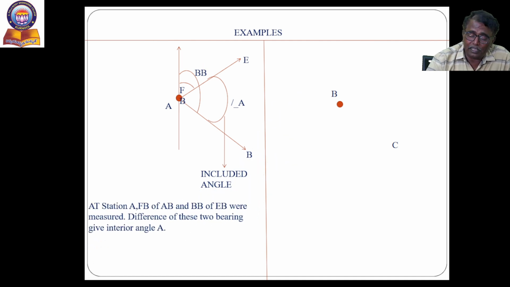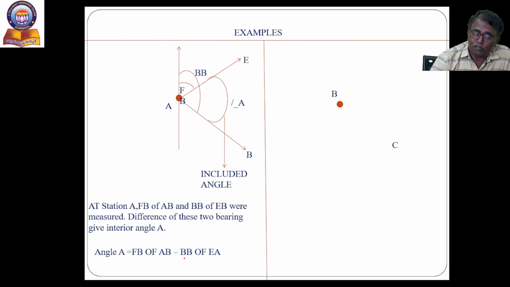So the included angle can be computed from the back bearing minus the fore bearing. At station A, the fore bearing of AB and the back bearing of EA were measured. The difference of the two bearings gives the interior angle. From the picture it is clear. The difference is angle A. Angle A equals FB of AB minus BB of EA.